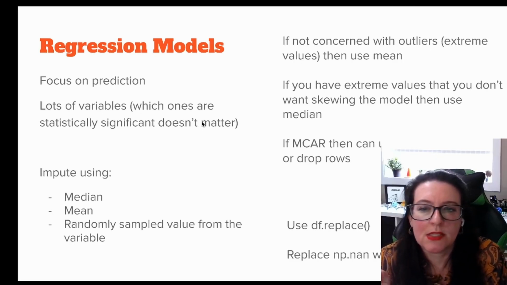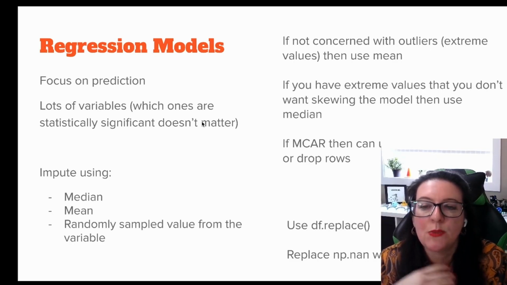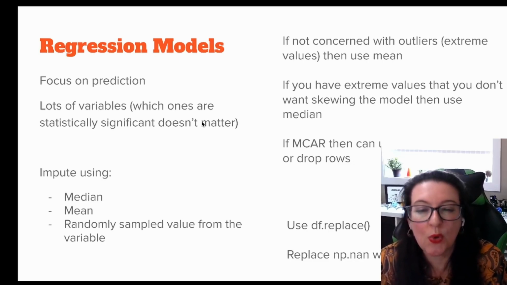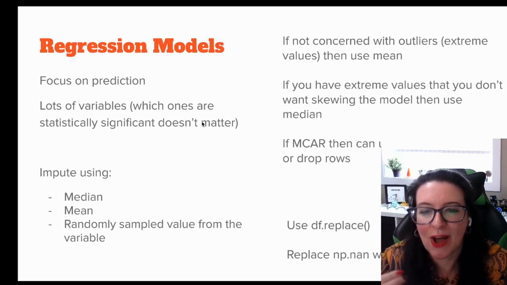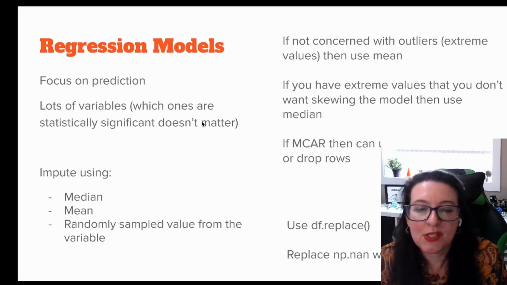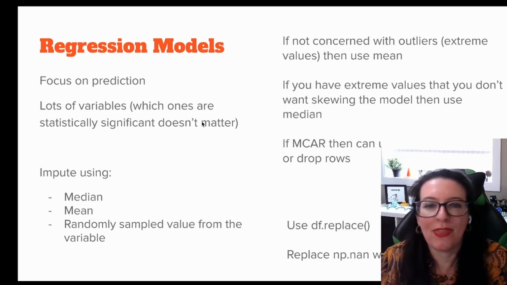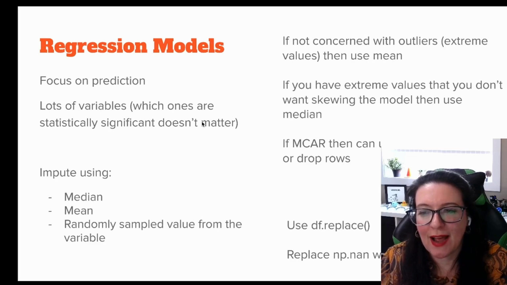If we are focused on prediction and assuming we have lots of variables, which particular variable is statistically significant is not important. It's just that we have lots of variables, and within them there are going to be ones that are going to have a significant impact and others that don't.